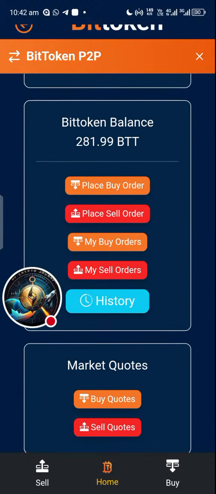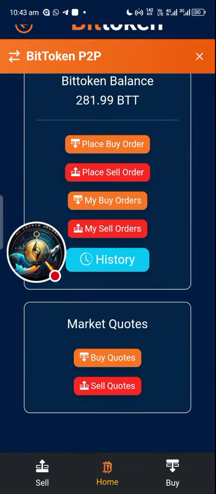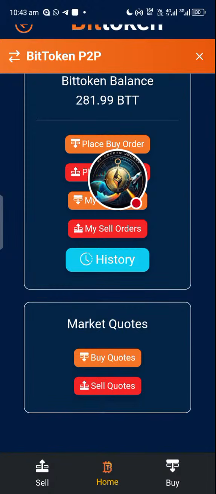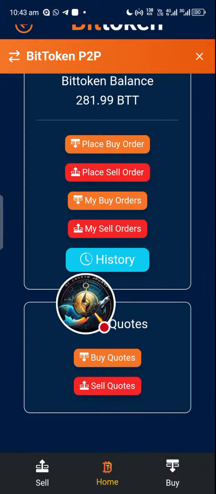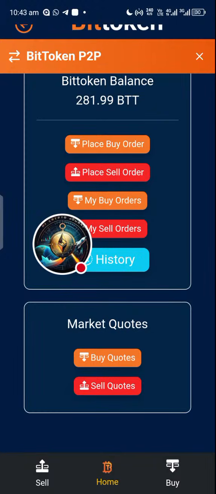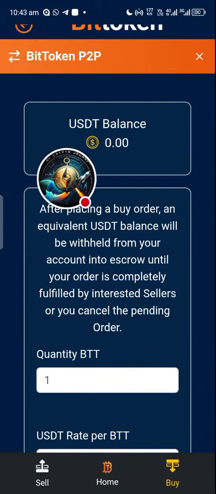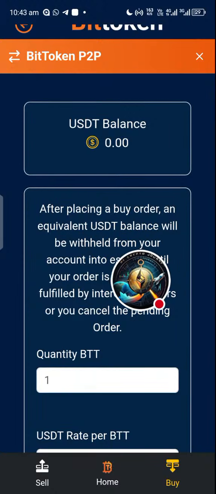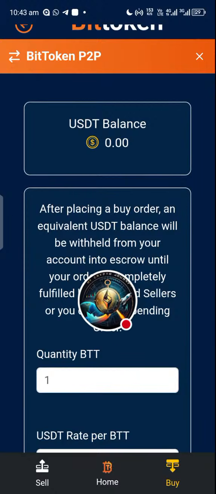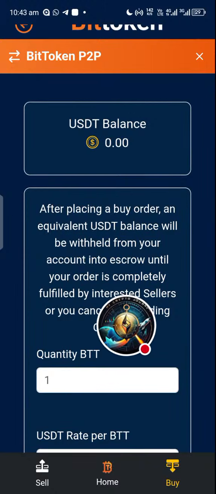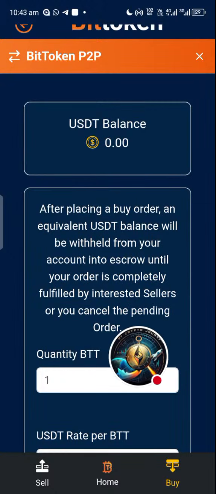So now when you come over here, you see the market codes. We have the buy codes and then the sell codes. All right. The same as they say place buy order, place sell order, my buy orders, my sell orders. All right. So you want to buy, you click on place buy order. Assuming you already have USDT. See, after placing a buy order, an equivalent USDT balance will be withheld from your account into escrow until your order is completely fulfilled by interested sellers, or you cancel the pending order.